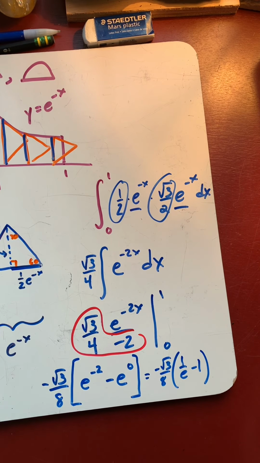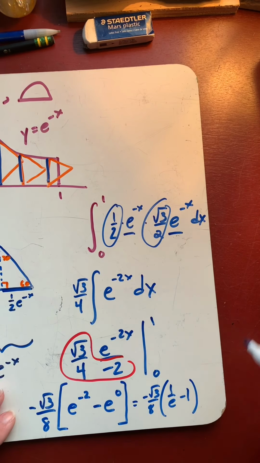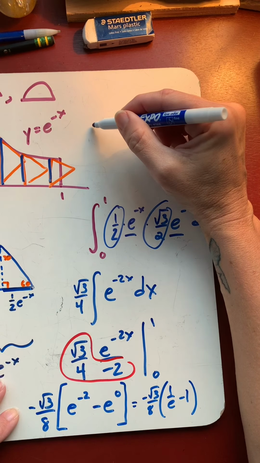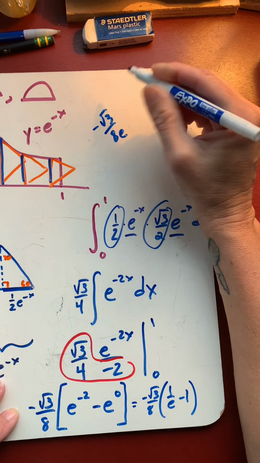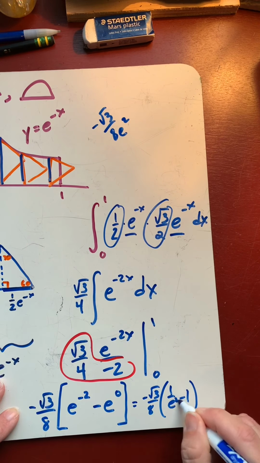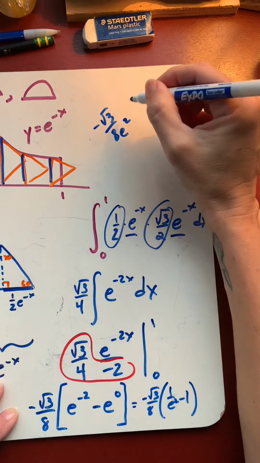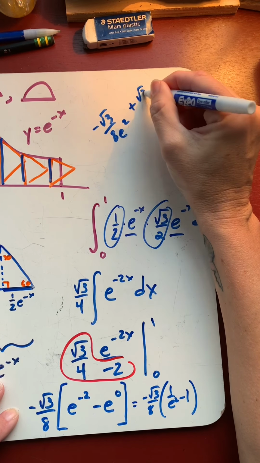They want the exact volume of S, which means they do not want you to get the decimal and round. They want you to get the exact value. So this is one way to write it. I guess they would take it that way. Just in case, I'm going to distribute my negative root 3 over 8. So I'm going to have negative root 3 over 8e squared. Whoops, I missed a squared. That came down as a squared. Plus root 3 over 8.